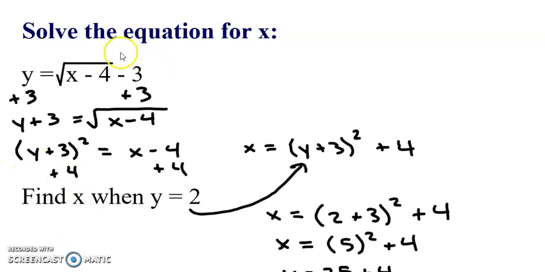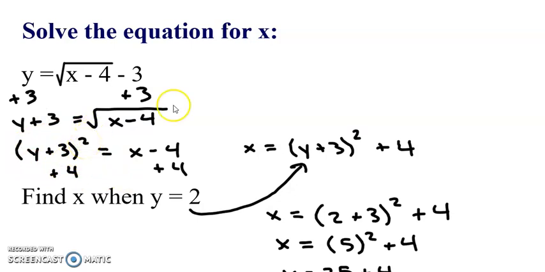Okay, so I've noticed that I've got -3 on the outside. I'm going to add that over to the other side. And now I've got my square root function isolated here on the right. So I square both sides. So I end up with this binomial, y plus 3, squared.